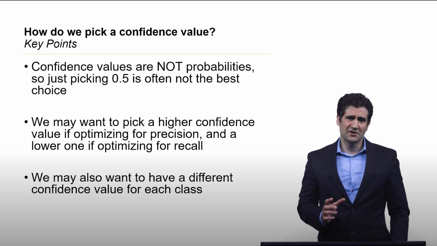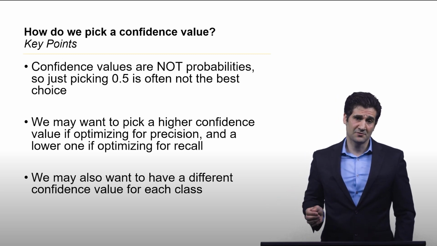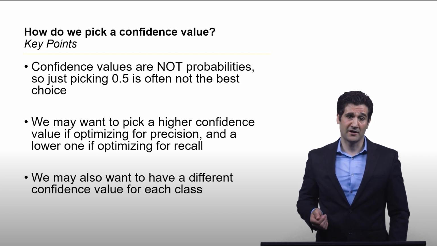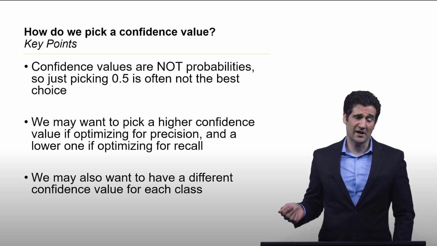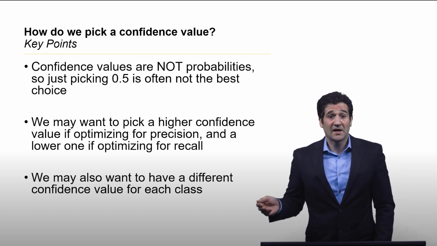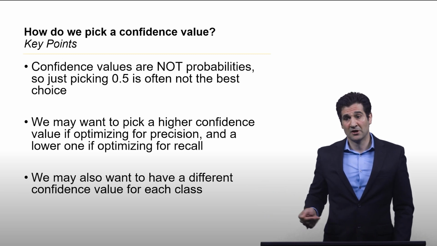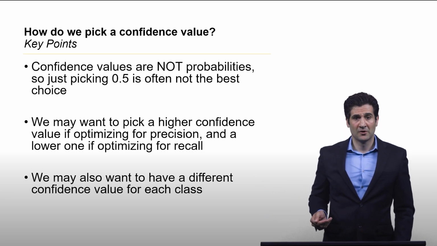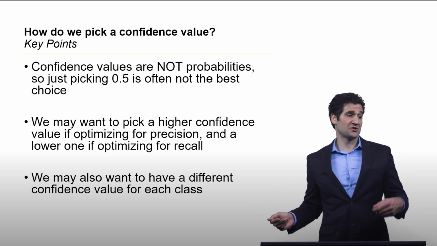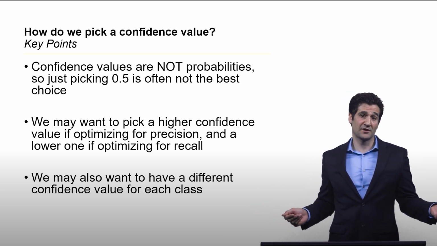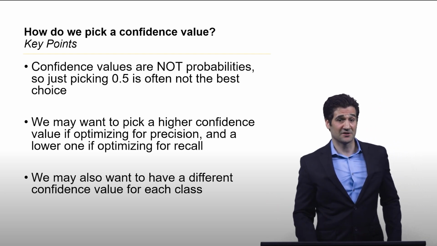The other interesting thing is if you're in a multi-class classification problem, such as what we saw with that random forest model, you may even want to have a different confidence value for each class. The model may behave differently across classes, and so it might make sense to want a different confidence value. Also, it may be the case that for some classes you want to optimize for precision, while for others you'd want to optimize for recall. And so there'd be different domain-specific considerations in that case.